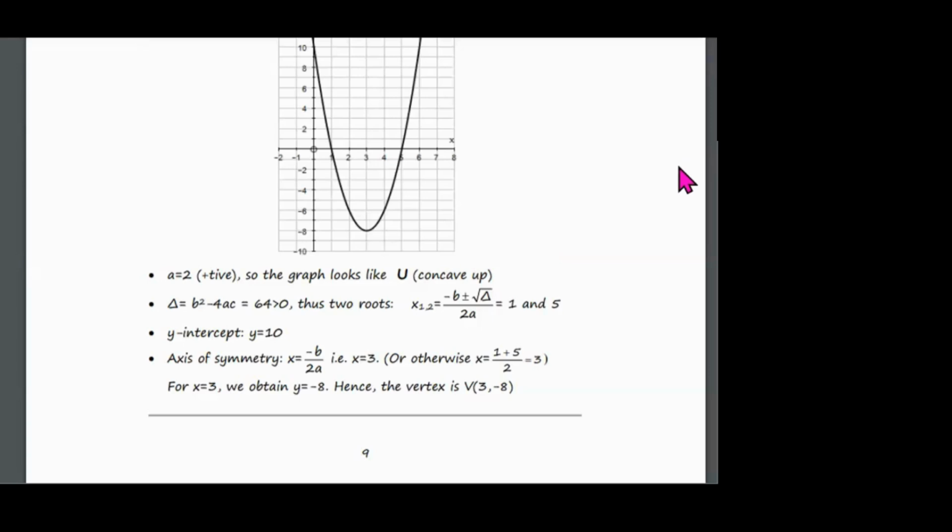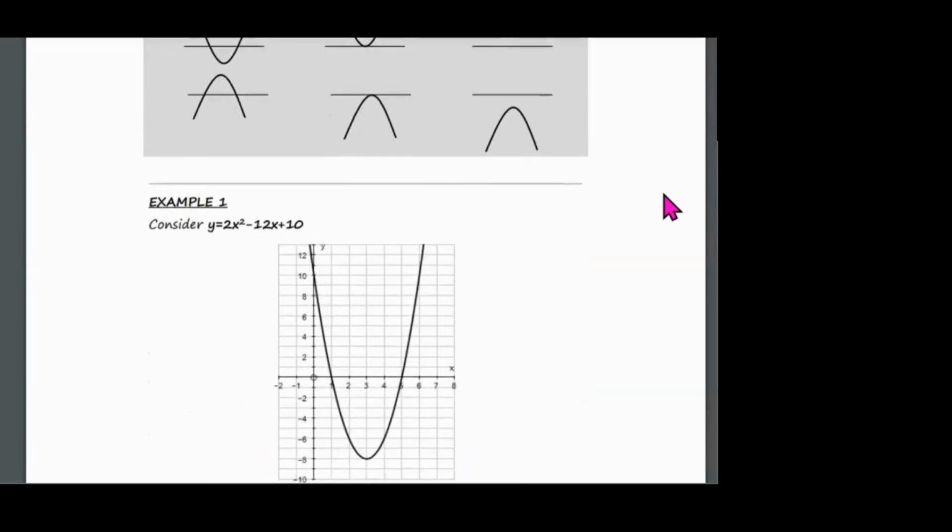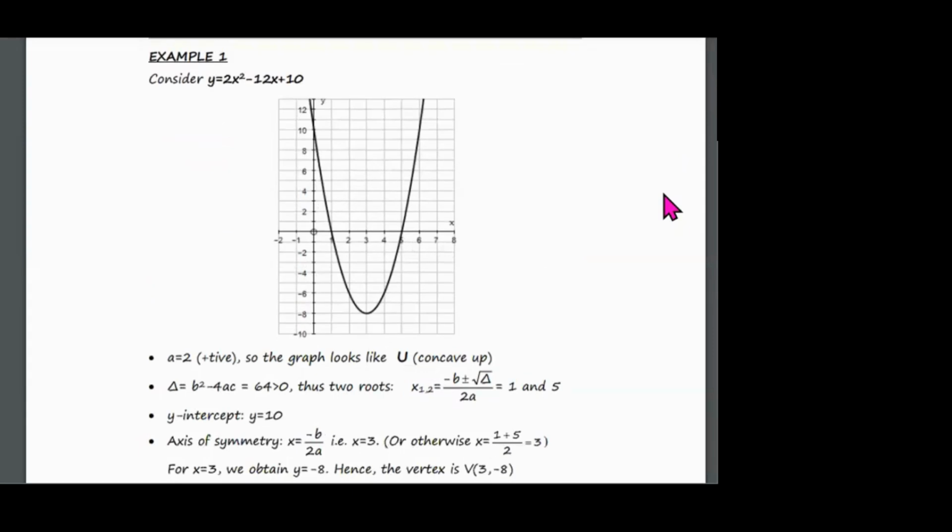And then you have calculated the values of the roots by using the formula minus b plus minus under root delta by 2a. So you will get 1 and 5, right? Now you want to calculate the y-intercept. So you put x equal to 0 in the equation. You get y equal to 10, right?